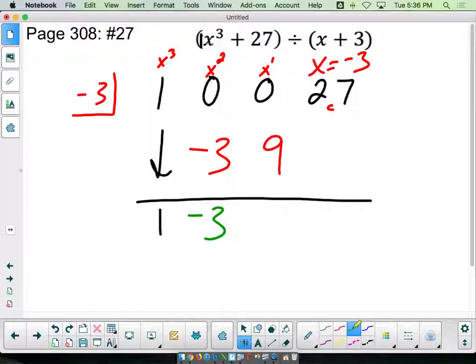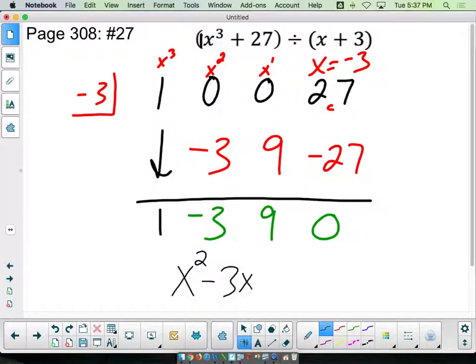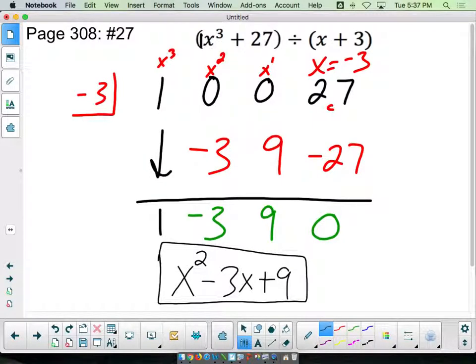Add those up. 0 and 9 makes 9. I then multiply -3 times 9 to get -27, and sure enough, that comes out to be a remainder of 0. So my answer here is x squared, well, minus 3x plus 9 is my answer.